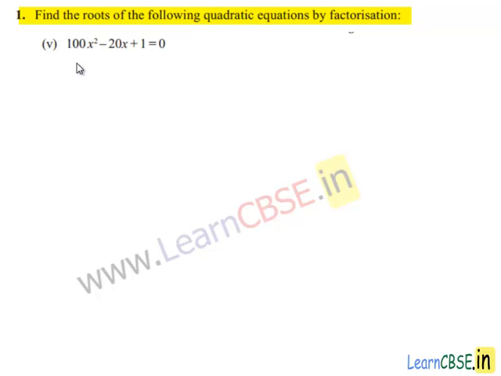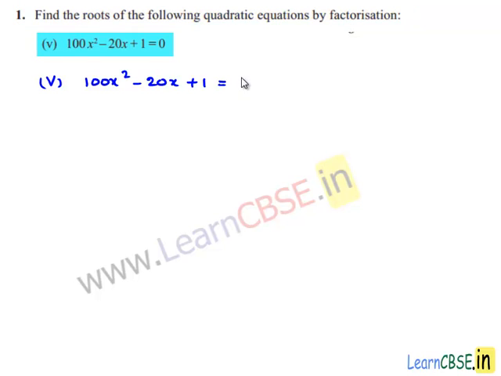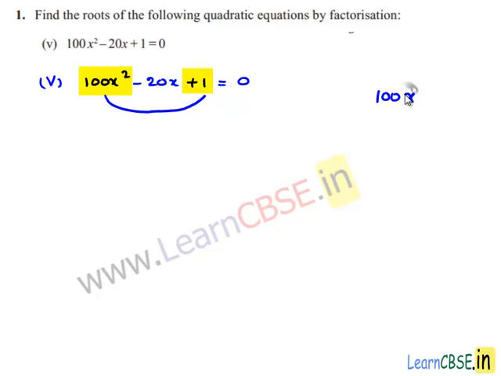Moving on to the fifth bit, the given quadratic equation is 100x square minus 20x plus 1 is equal to 0. The product of the first term and the last term is 100x square. We need two terms such that their product must be equal to 100x square and their sum must be equal to minus 20x. So 10x and 10x, if they are multiplied, it becomes 100x square.